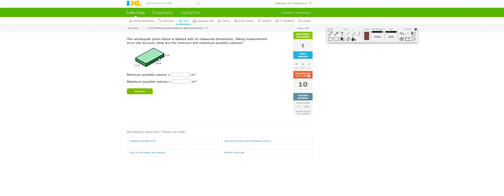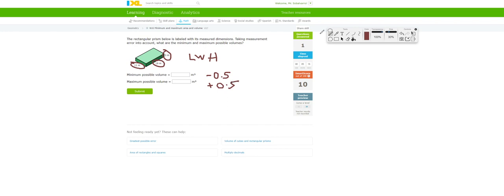Now, if you're doing volume, remember volume is length times width times height, and you do it the same way. Notice we're dealing with whole numbers. So for the minimum, you're going to subtract 0.5, the same thing because it's a whole number. 1 divided by 2, the margin of error will be 0.5. And for the maximum, you're going to add 0.5.